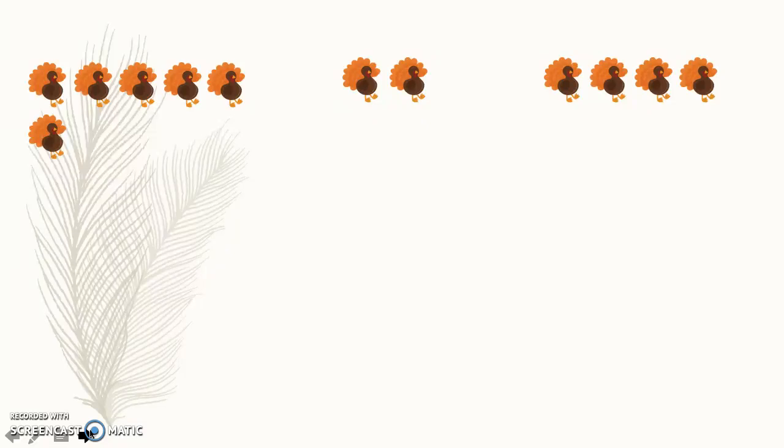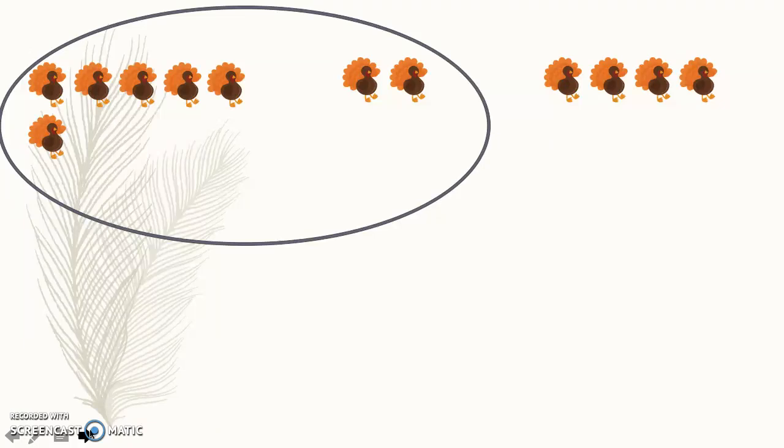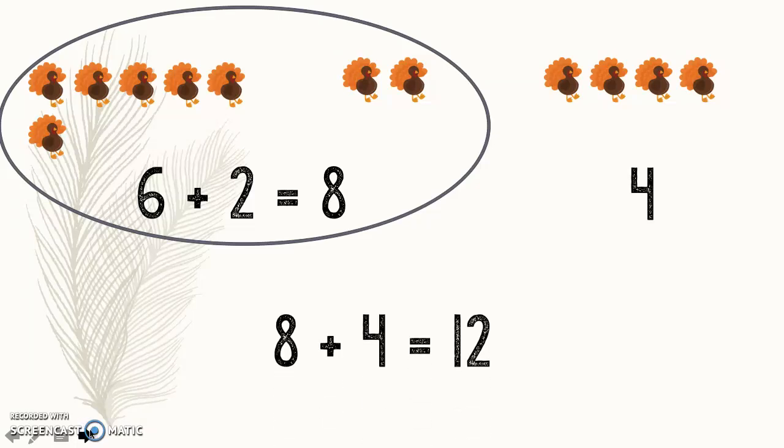all together. I thought about the first 2 rooms. I know that 6 plus 2 more is 8. Then I thought about that last room. There were 4 left. So if there were 8 in the first 2 rooms and then we still have the 4, I could go ahead and add 8 plus 4 to figure out how many turkeys we had seen that day. I'm going to start at 8 and I'm going to count up 4. 8, 9, 10, 11, 12. Altogether, we saw 12 turkeys.